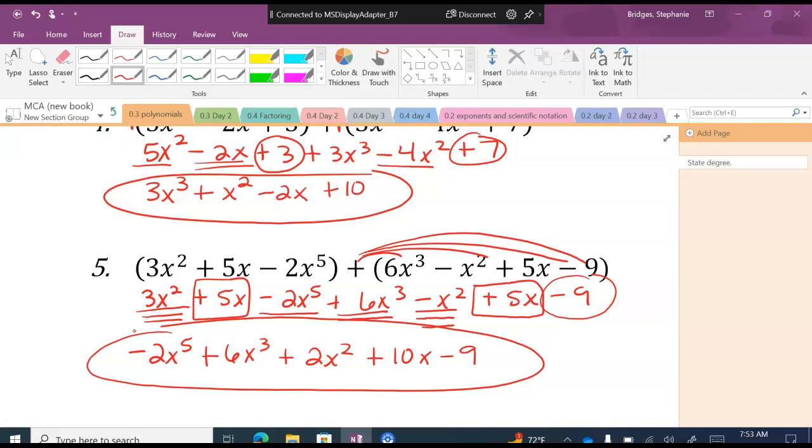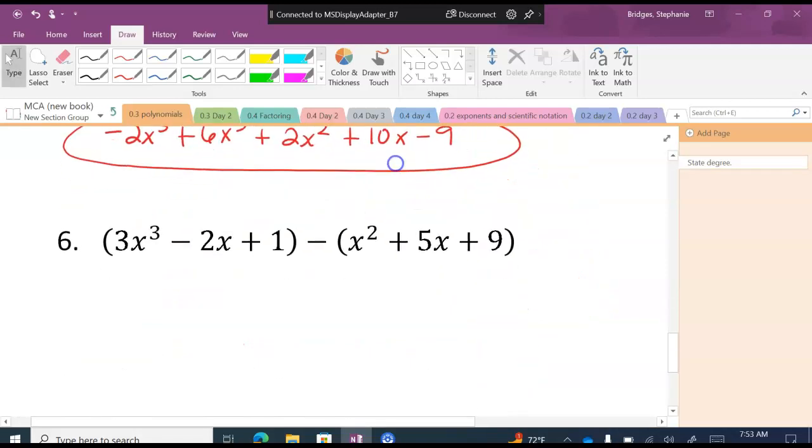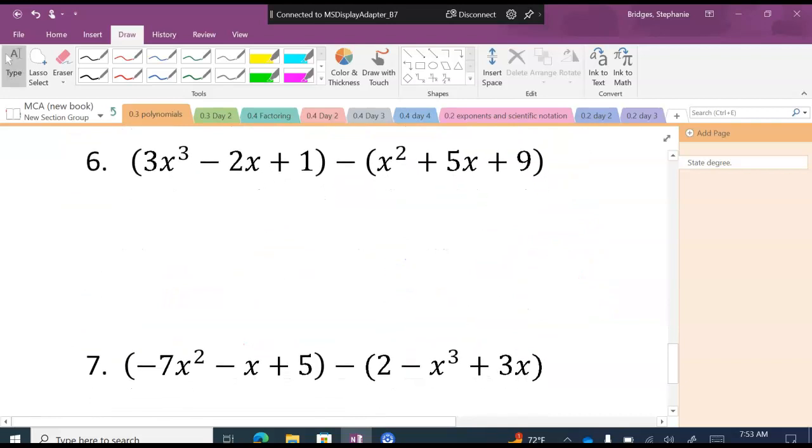And if I were to ask what's the degree of that one? 5. Do I have any questions on the adding? All right, if you will, take a minute to write number 6 down. We'll do this one together and then I'll let you try it.